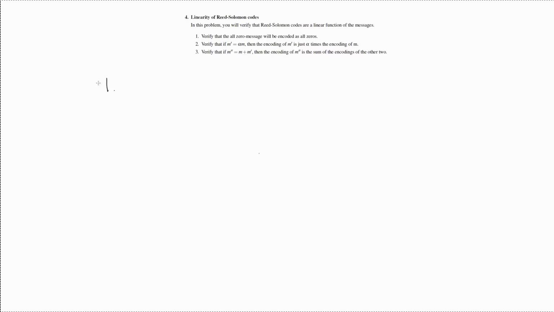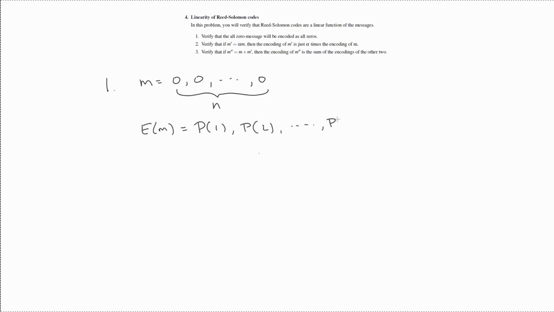We are given the zero message, which is just a sequence of zeros. Now let's call the length of our message n. We want to show that the encoding of the zero message is just a sequence of zeros. In particular, the encoding of a message m is going to be p of 1, p of 2, all the way up to p of n plus k, where p of x is the interpolating polynomial for the message.